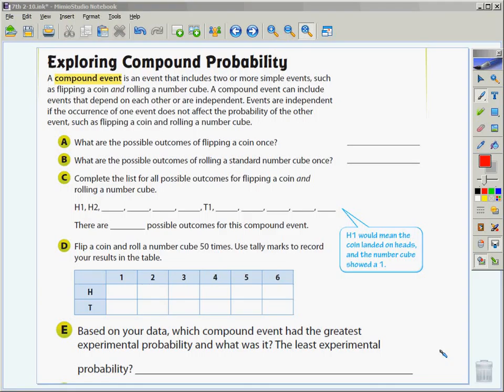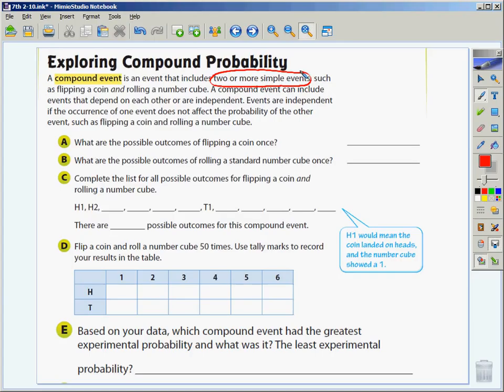A compound event is an event that includes two or more simple events. That's all it means. When it's compound, it's more than one, it's two or more things taking place, such as flipping a coin and rolling a number cube. Okay?